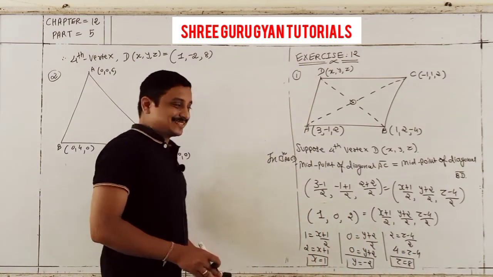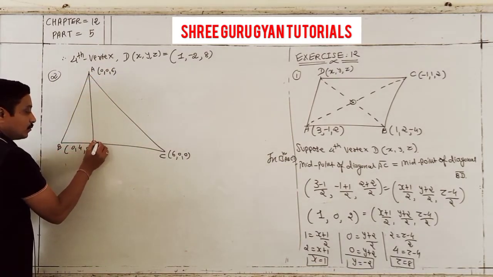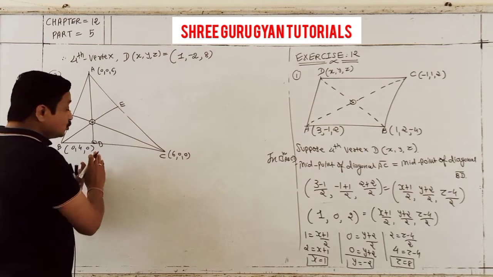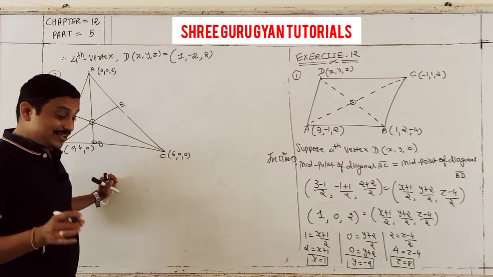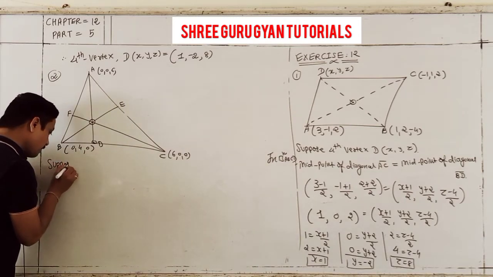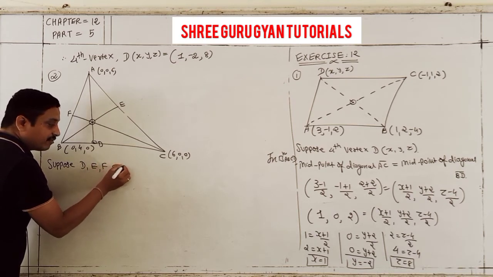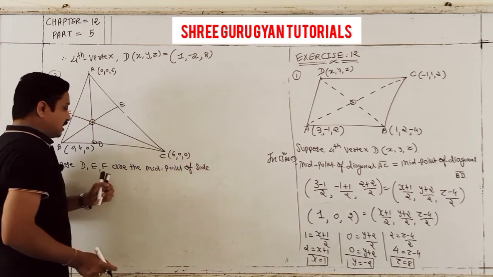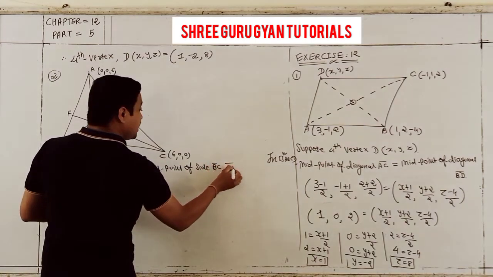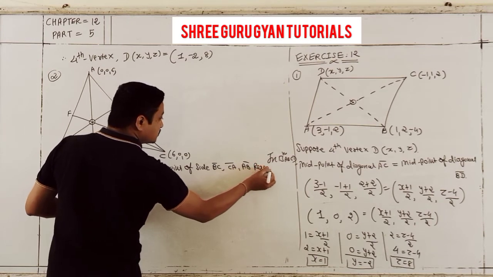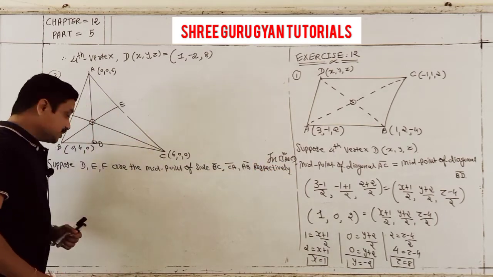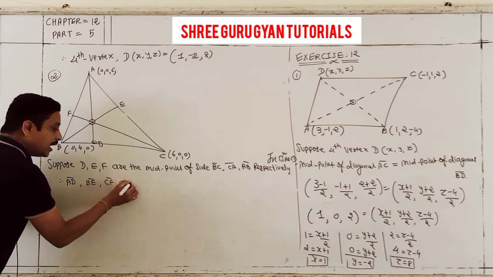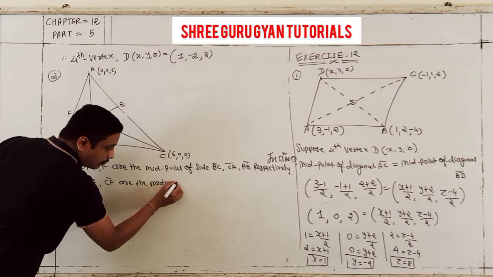Students, first of all I suggest the 3 medians here: one is AD, next BE, and third CF. Here is your centroid. And we create 3 midpoints D, E, F. So suppose D, E, F are the midpoints of sides BC, CA, AB respectively. Therefore, students, AD, BE, CF are the medians of the triangle ABC.